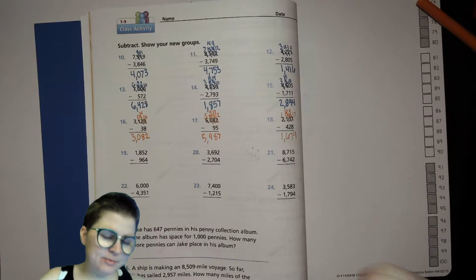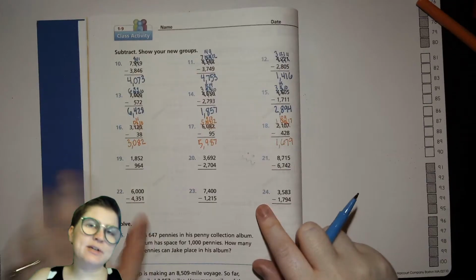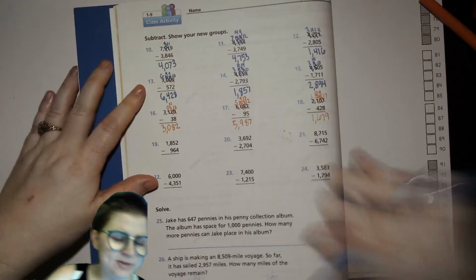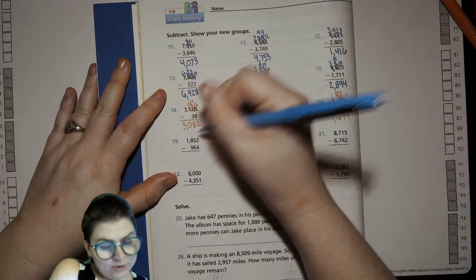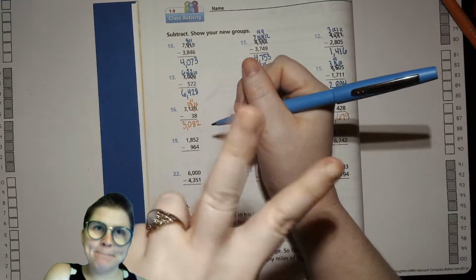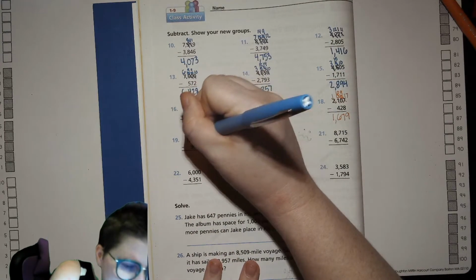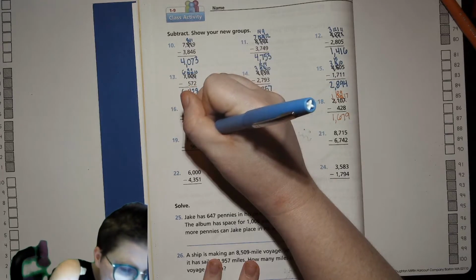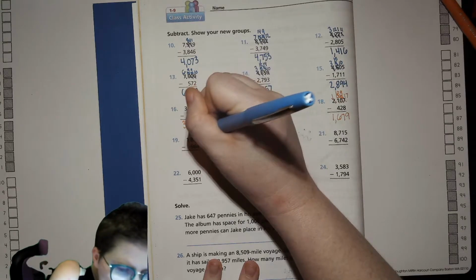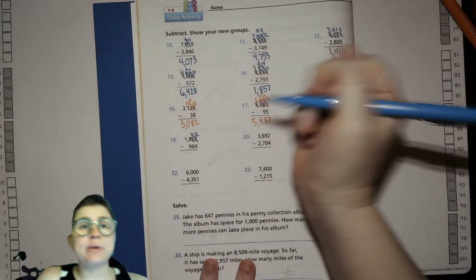Let's keep on rolling. If you're feeling good, go ahead and try this one on your own. If you want to stay with me, you are welcome to do so. 2 take away 4. Will that work? No, so we're going to ungroup, leave 4 of those tens, and now we have 12. That should be good for that. 4 take away 6, though.